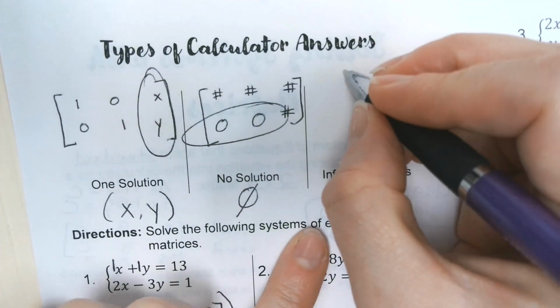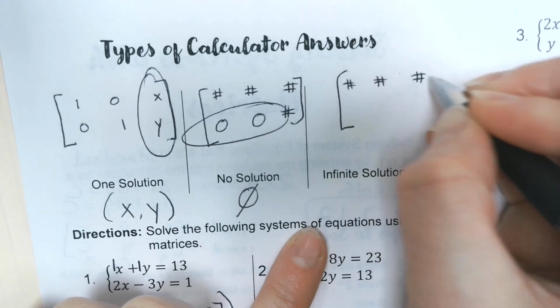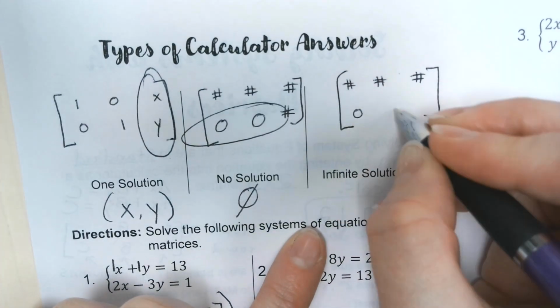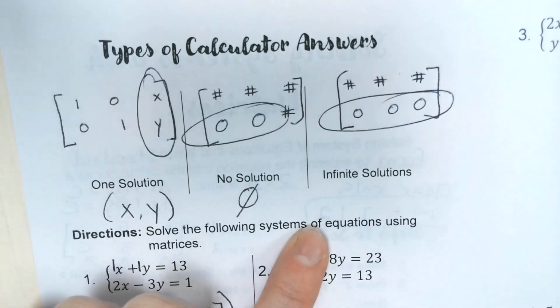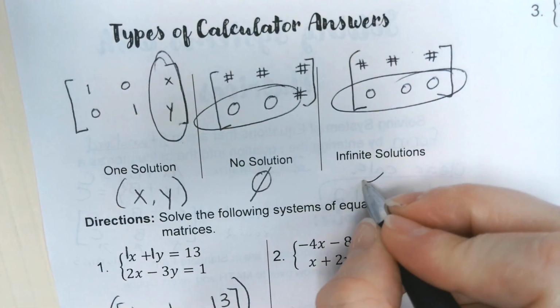Infinite solutions is going to look like this. Number, number, number. And then all zeros on the bottom. So 2 zeros on the bottom, no solution. All zeros on the bottom is infinite solutions.